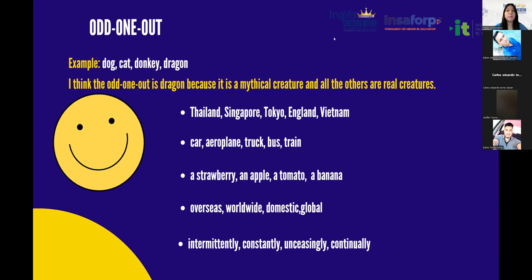Which one is the odd one? Airplane. Why? Because only airplane flies. Yes, right, that is true. Okay, so then we also have a strawberry, an apple, a tomato, and a banana. Which one is the odd one out from those four and why? A tomato. Why? Because it is a vegetable, and the other ones are fruits. Perfect. Any other idea?